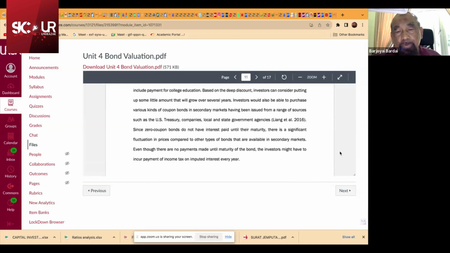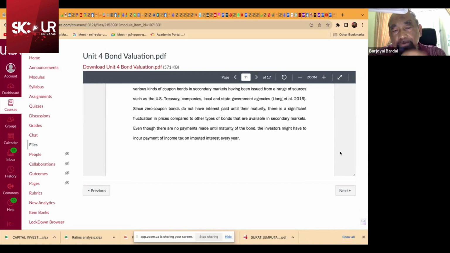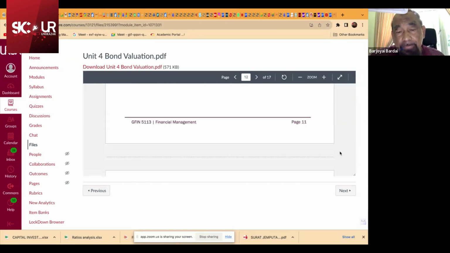Since zero coupon bonds do not pay interest until their maturity, there is a significant fluctuation in price compared to the other types of bond. Fluctuation will happen in the market because all bonds are traded just like shares in the stock market. Even though there is no payment made until maturity of the bond, the investor might have to pay income tax on the imputed interest every year.